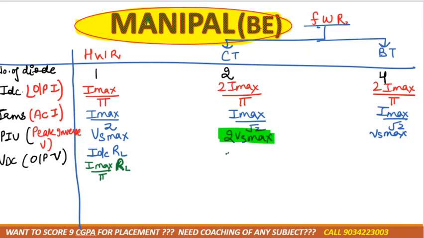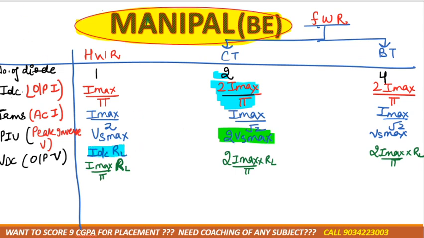Similarly, for this, the formula will become 2I max by pi into RL, and for this one, 2I max by pi into RL. Correct? Because I just simply substitute this value of IDC into RL.